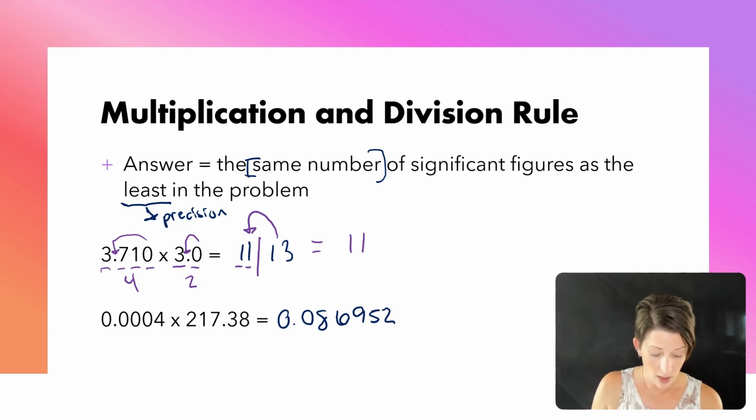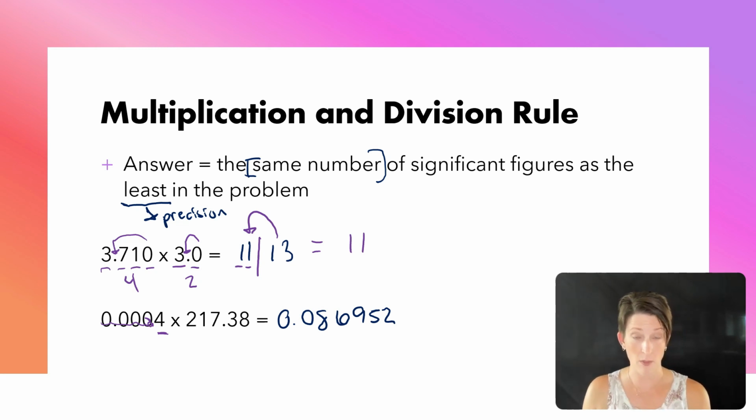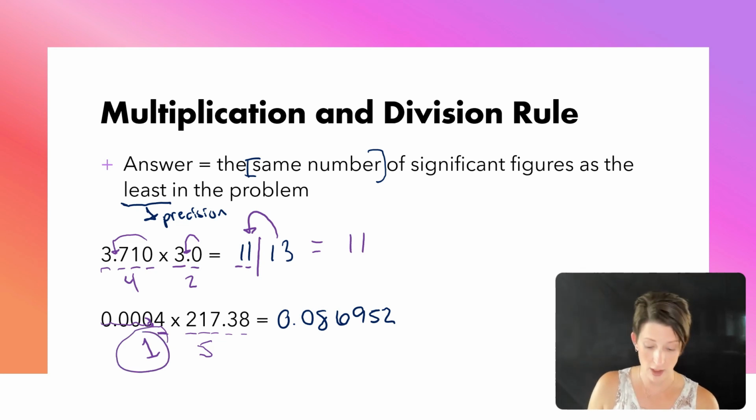We always have to start with a significant digit in counting. So 4 is the first digit we get to. None of those zeros matter because they are not significant because they come before the first significant digit. So there's 1. Our second number has all significant values, so that's 5. Therefore, our response needs to have 1 significant digit.